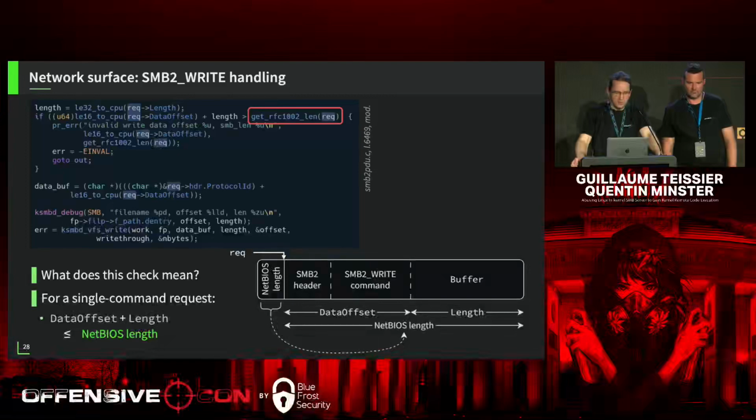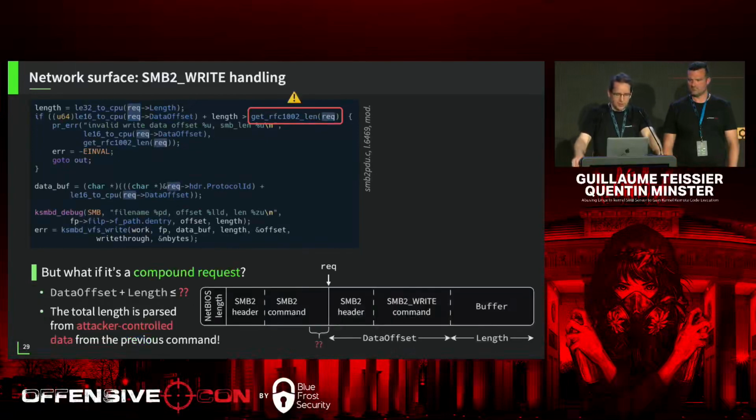And it works for a single SMB2 write command in a request. But as soon as you have a compound request, that get_rfc1002_len with the req pointer will parse whatever was in the previous command as the NetBIOS length. So this is attacker controlled. So obviously, we can bypass the length check this way, right?